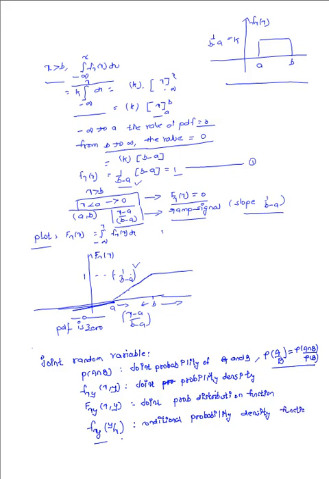The conditional probability density function of y for a given x. Here also x is already given, and the evaluation of the probability density function of y for a given x is called the conditional probability density function fy of y by x. Now let us go into each of these terms and gain some insight into joint random variables, joint probability density functions, and joint probability distribution functions. Let's go to the next slide.